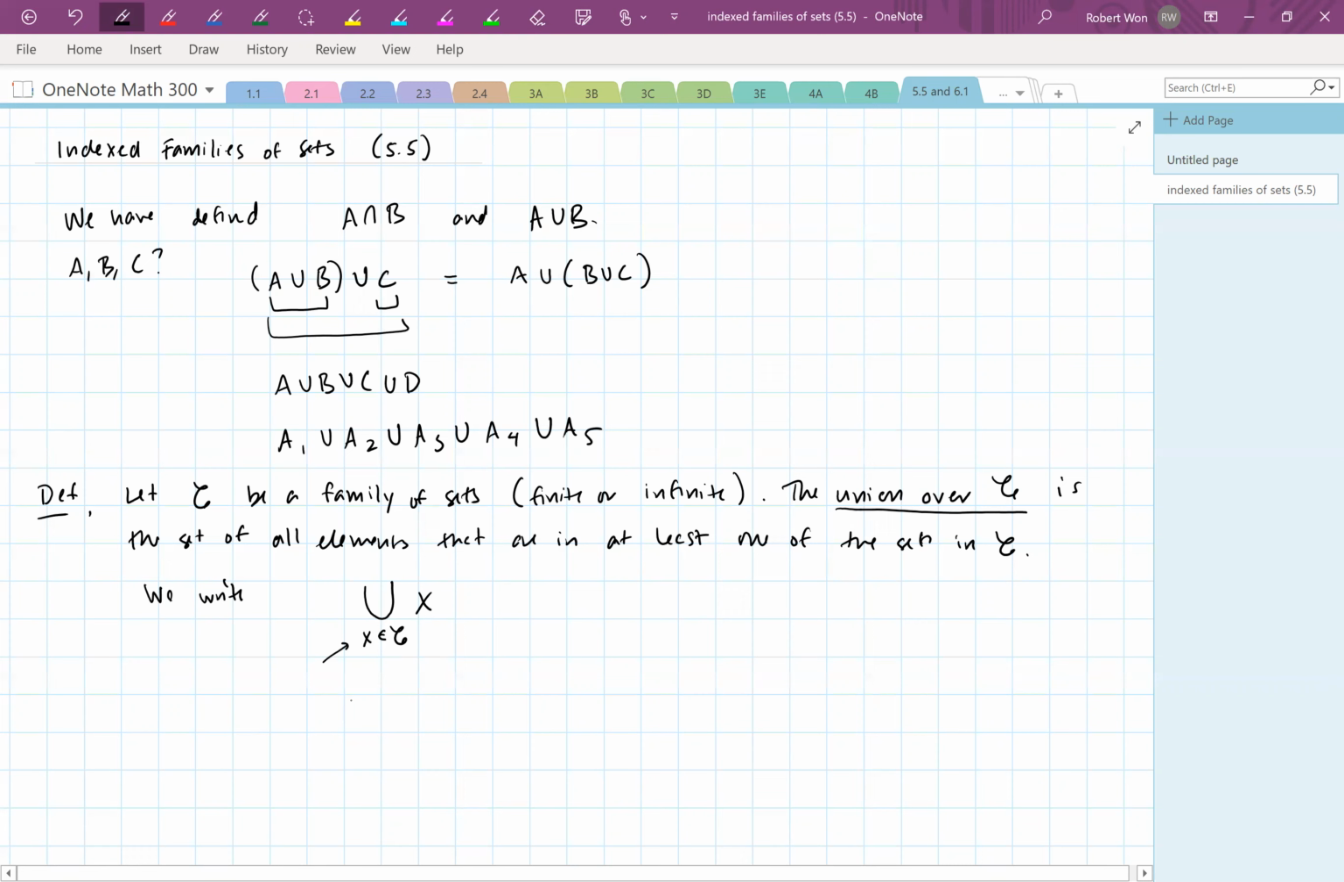X is like a dummy variable here. And what this means is this union is the set of all elements x such that x is in X for some X in C. Right? This set is exactly what I defined above. It's a set of all elements that are in at least one of the sets in C.